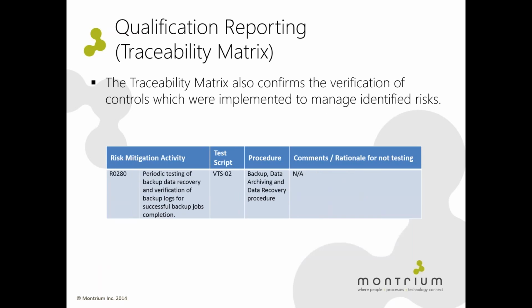So the second purpose of the traceability matrix was to confirm that the controls were implemented in order to manage identified risks. To do this, we pulled the risk mitigation activities defined in the risk assessment document, and we provided a cross-reference to the IQ or OQ test script that demonstrated that that activity was implemented or achieved.